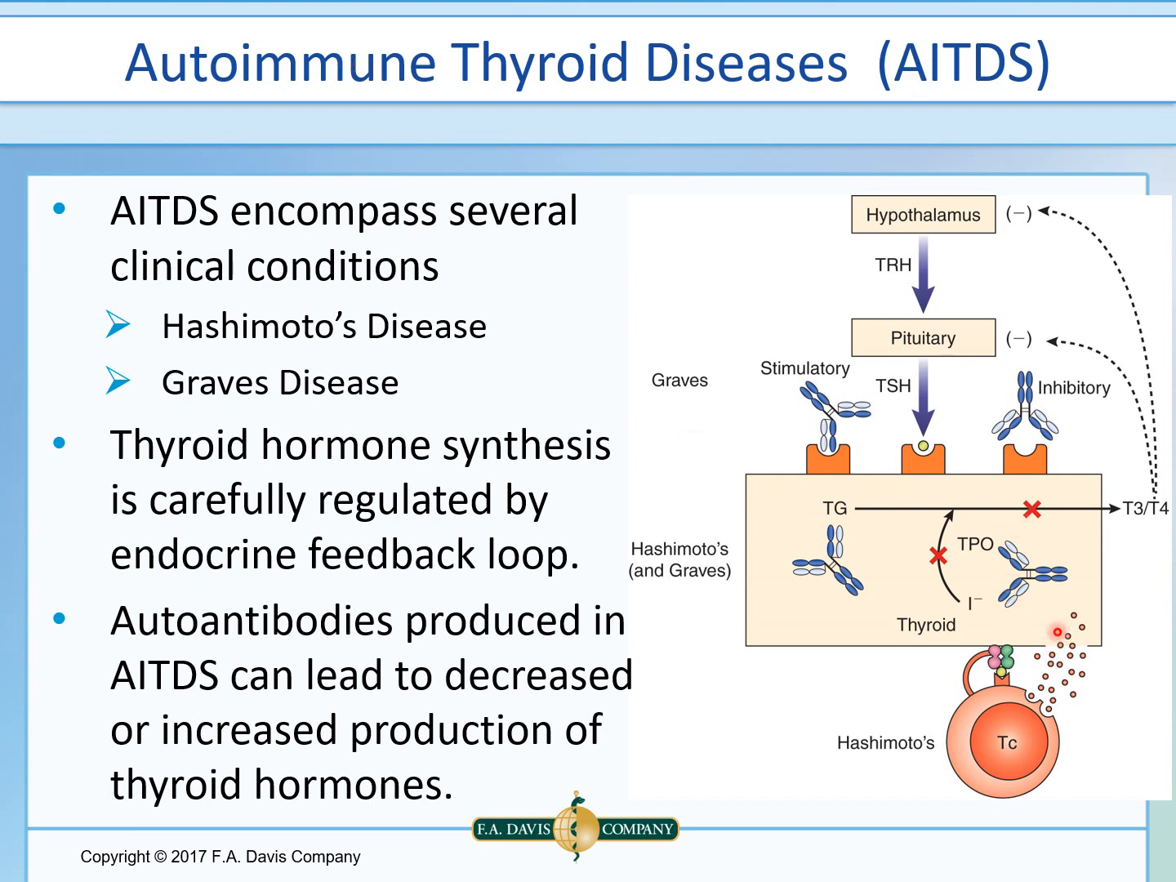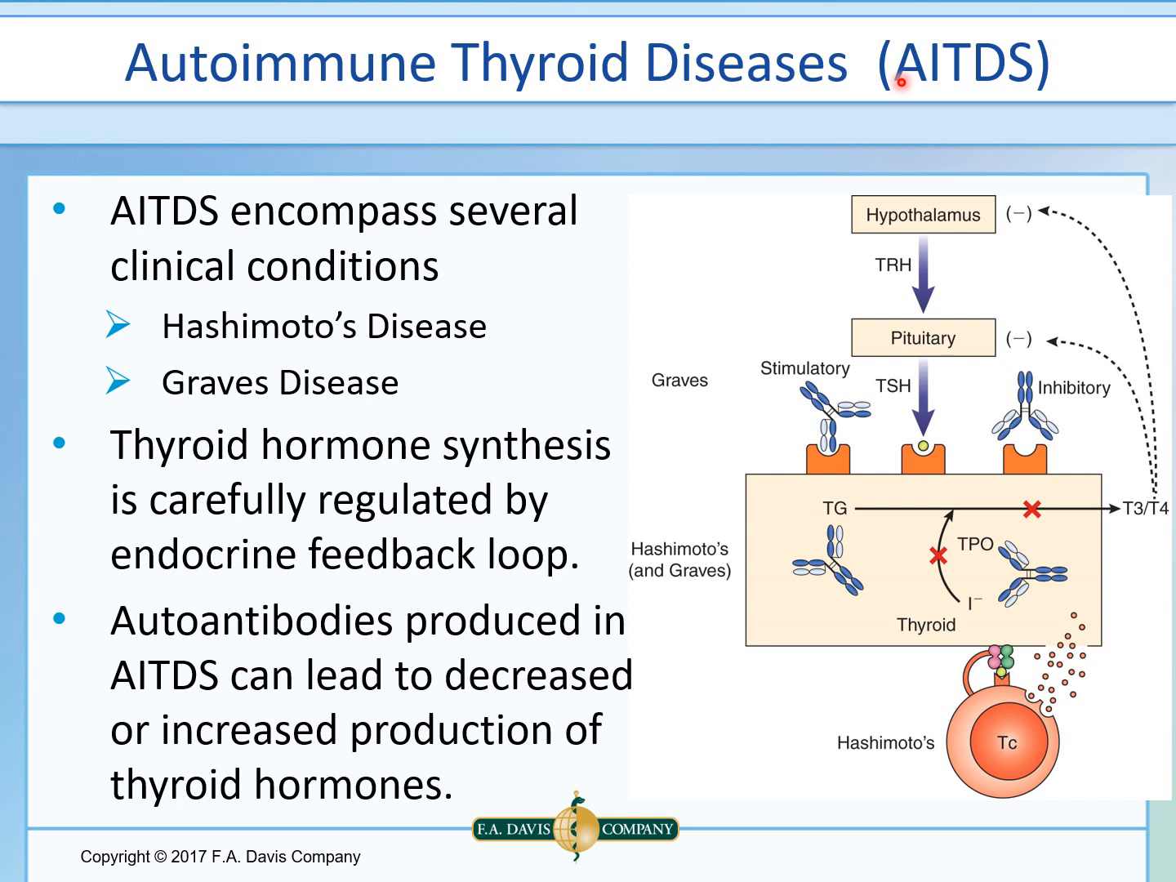The hypothalamus secretes thyrotropin-releasing hormone, or TRH, which stimulates the pituitary gland to induce the release of TSH, thyroid-stimulating hormone. This then stimulates the thyroid gland to produce the T3 and T4 from the breakdown of thyroglobulin. The enzyme thyroid peroxidase, or TPO, oxidizes iodine ions that are incorporated into thyroglobulin.